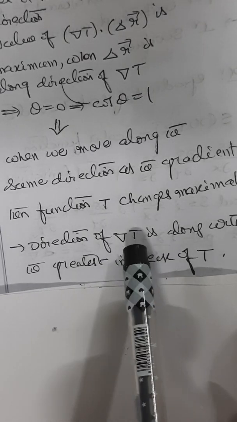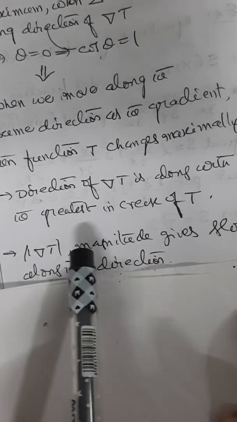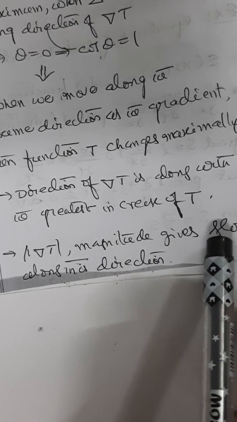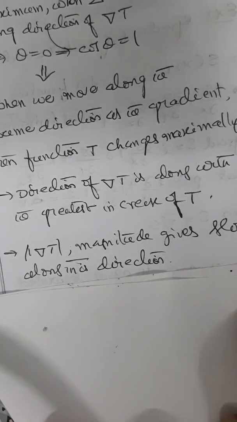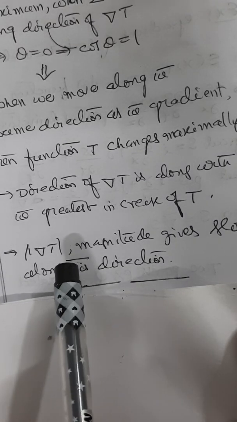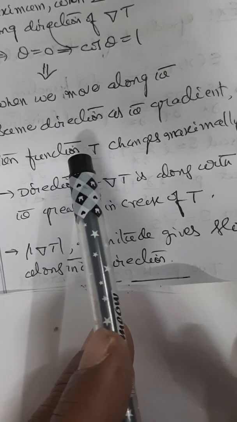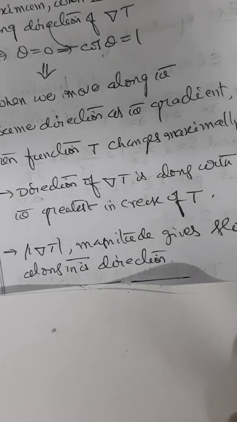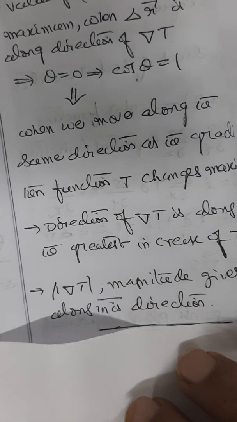When T increases the most, it is along that direction. The modulus we have operated always gives us the magnitude, that is the slope along the direction. The modulus value always gives you the slope. This is what you have to understand as far as this temperature example is concerned. Hope you have got an idea about the concept of the gradient of a field. This discussion helps us understand the physical significance of the gradient of a scalar field.